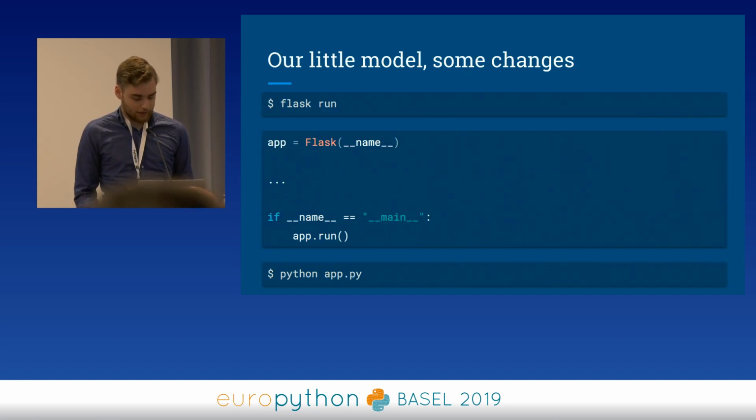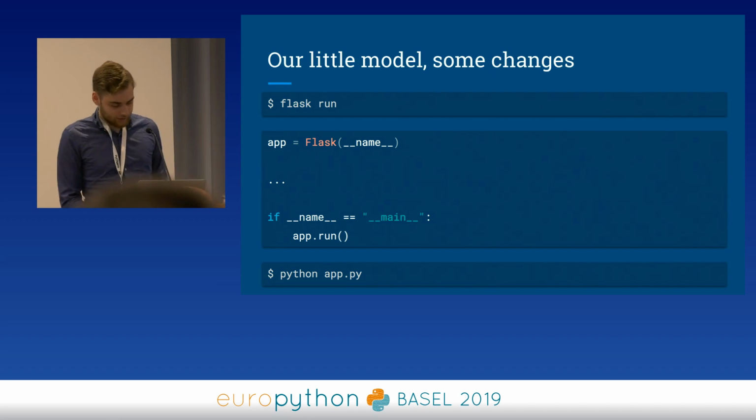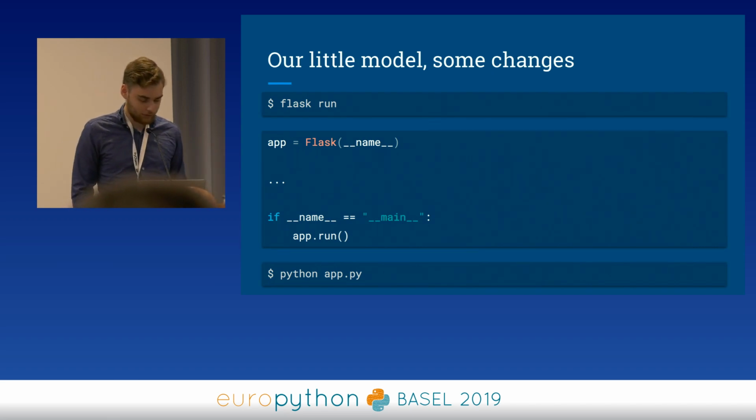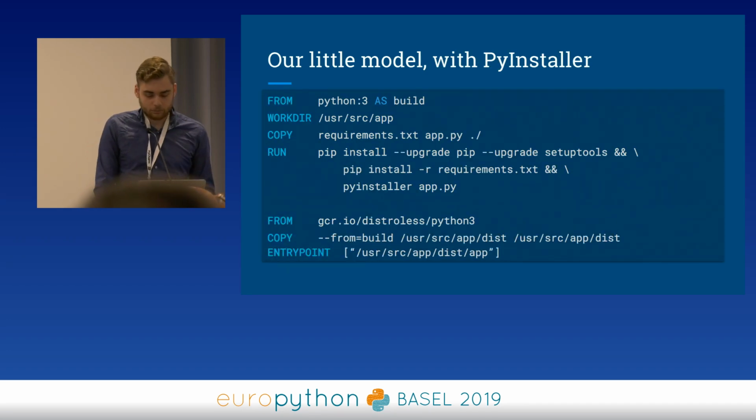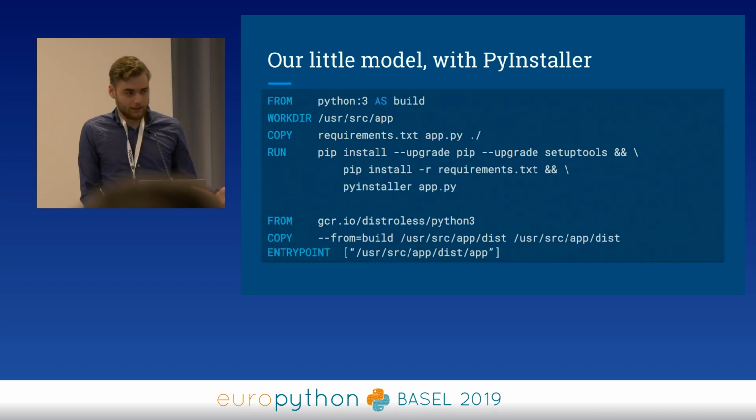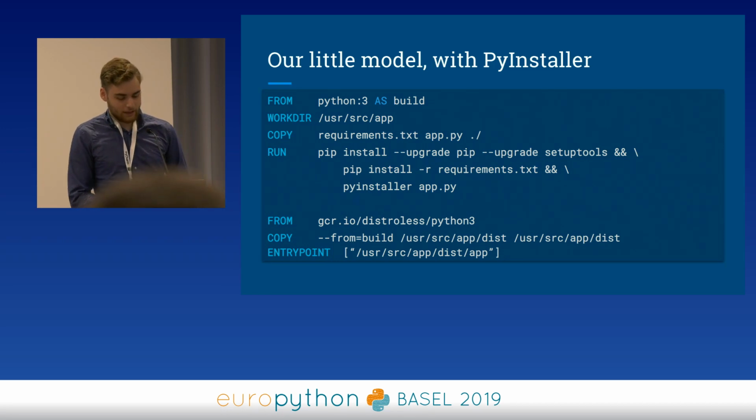So coming back to that, a small change here. I didn't really like the Flask run bit, so I just created a main method. And now it's important that we also upgrade pip. It's important that we upgrade setuptools for PyInstaller at least. Otherwise, we get into some issues with the existing dependencies in the Python 3 container.